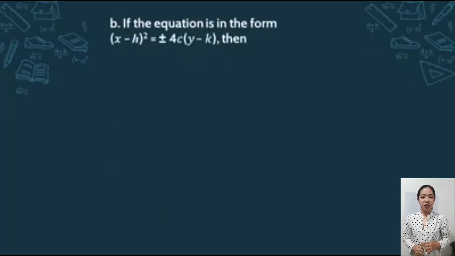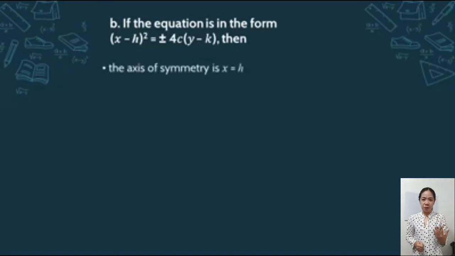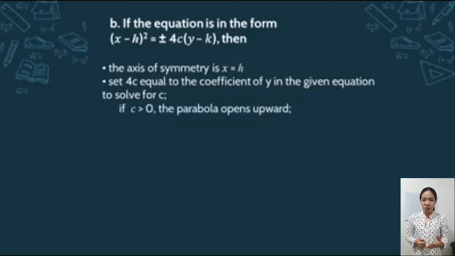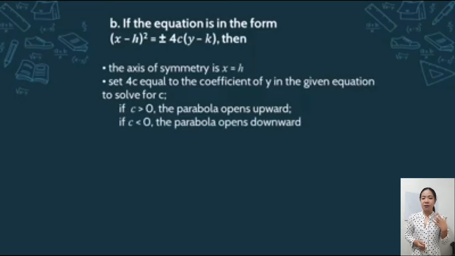This time, if the equation is in the form the quantity of x minus h squared equals positive or negative 4c times the quantity of y minus k, that would be the equation for the graph that opens downward or upward. Then the axis of symmetry is x equals h. This time, 4c will be the coefficient of y in the given equation. To solve for c, if c is greater than 0, that means it's positive, the parabola opens upward. And if c is less than 0, that means it's negative, the parabola opens downward.